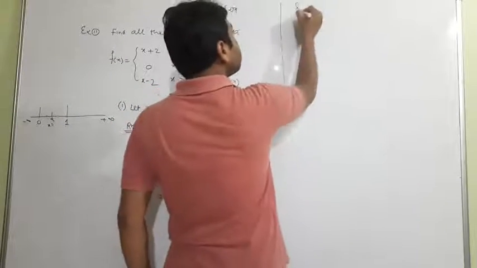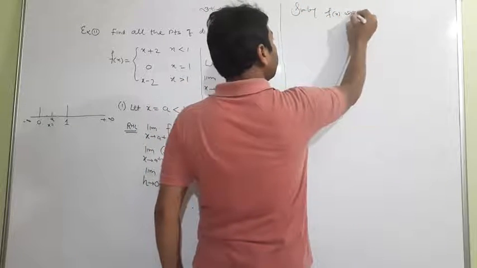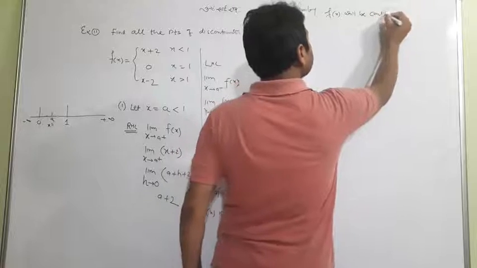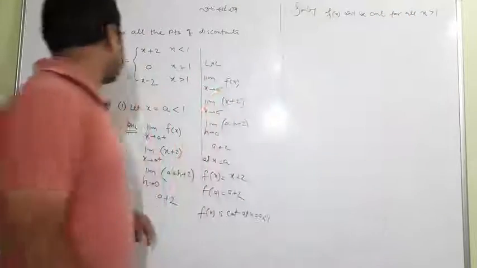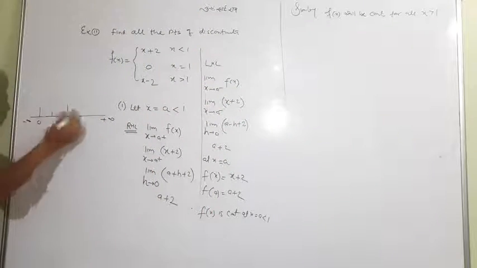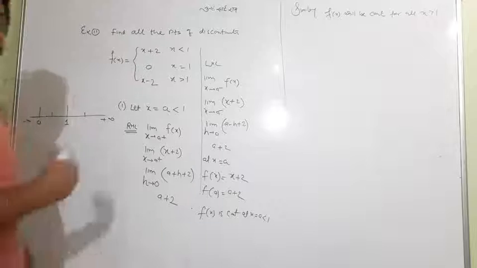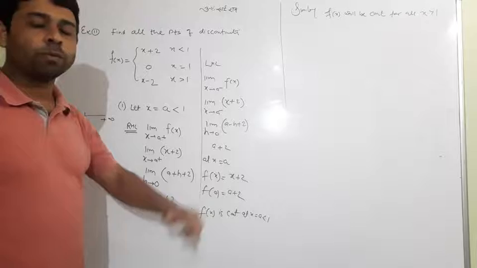Now similarly, the function will be continuous for all x greater than 1. This is x less than 1, this is greater than 1. If you choose any point here, for the right hand limit, the left hand limit, and the main value, the function will be the same, the limits will be the same, and the function will be continuous.